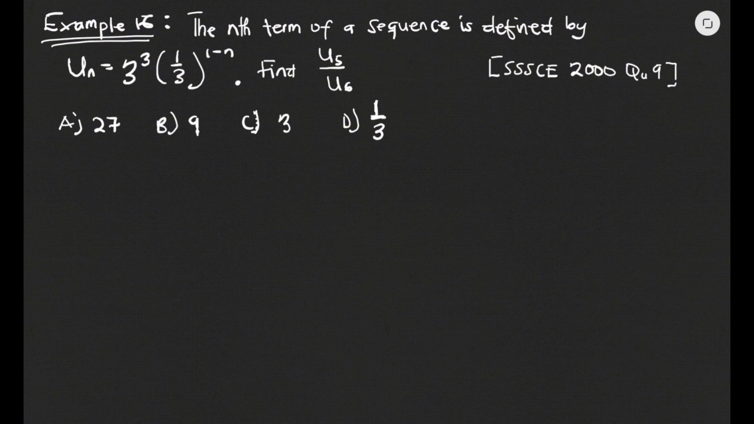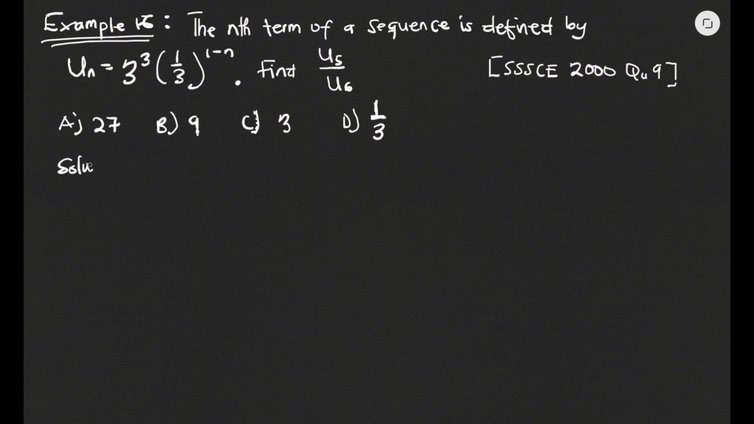Alright, so example number 16. The nth term of a sequence is defined by un is equal to 3 raised to the power 3 multiplied by 1 on 3 in bracket raised to the power 1 minus n. We are to find u5, that is the fifth term, divided by u6, which is the sixth term. Option A is 27, option B is 9, option C is 3, option D is 1/3, and this is the SSC 2000 question number 9. All right, so let's proceed to look at the solution to this problem.